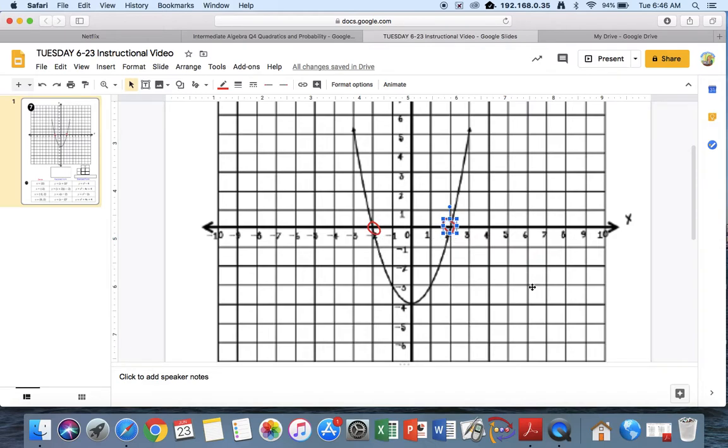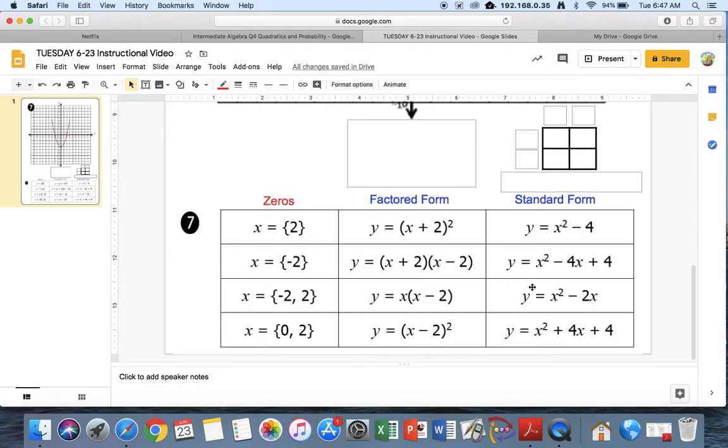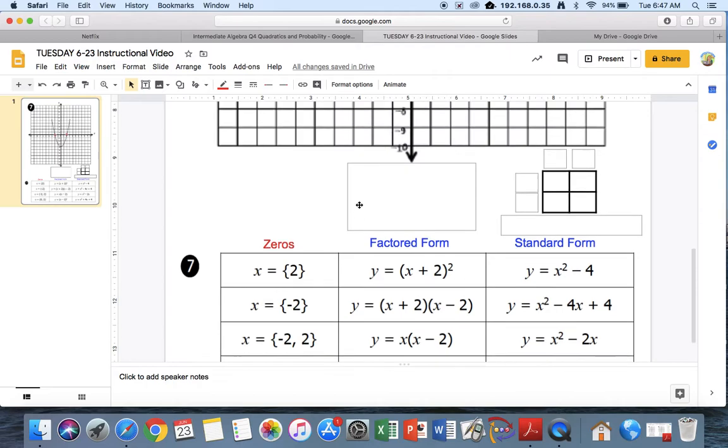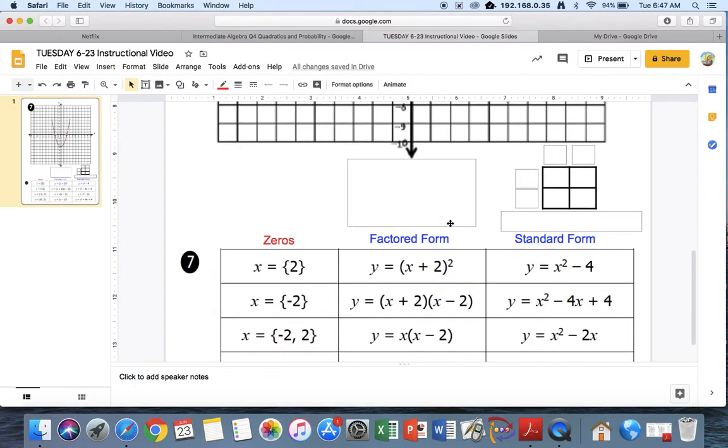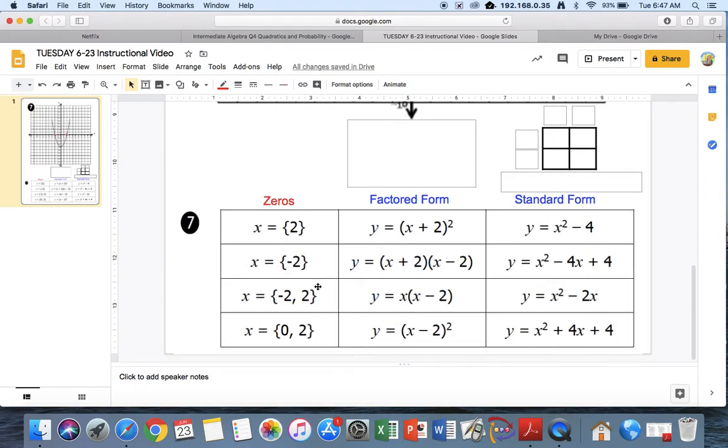So now I'm going to scroll down to the bottom half. I'm going to look at my zeros. Well, I set up here that I have a 0 or my x-intercepts are at -2 and 2. So I look down here, and as I can see, here's one of my answers. So you can either draw a circle or use the scribble tool.